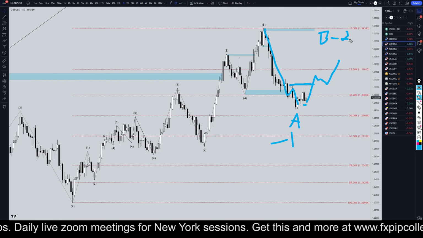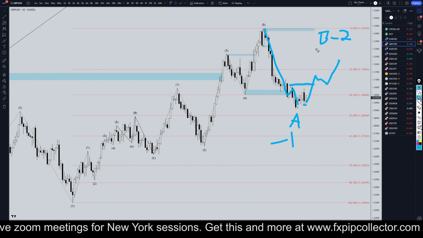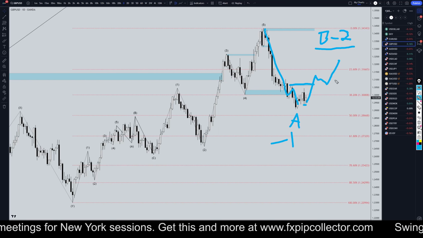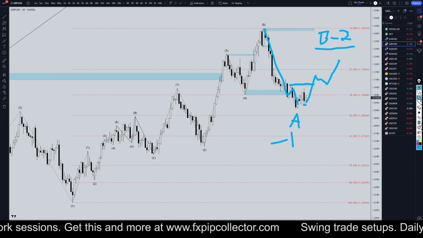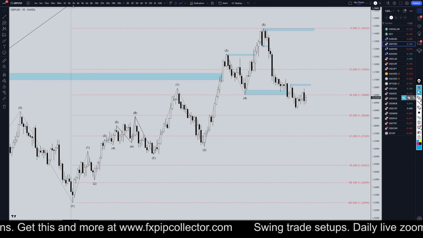The next move up should be a crutch into this move down, which would be either a wave B or a wave 2. And like I always say, it's not really important to know the difference, because the trading strategy for a B is exactly the same as the trading strategy for a 2, which would be looking for shorts on shorter time frames.